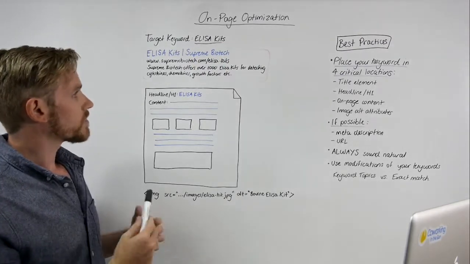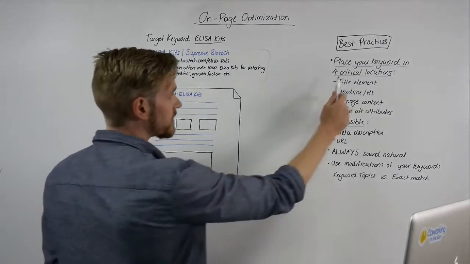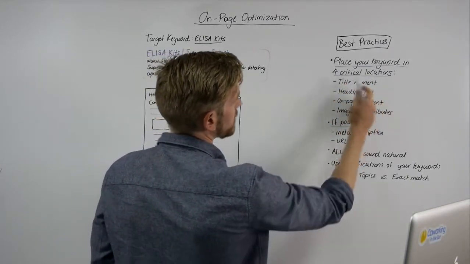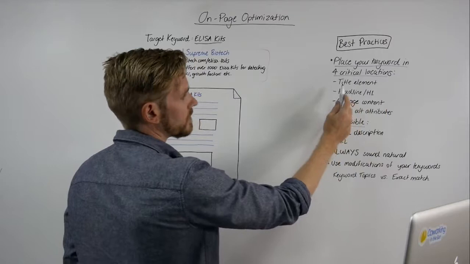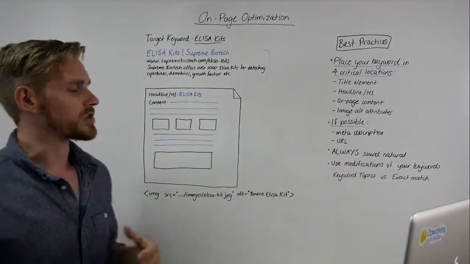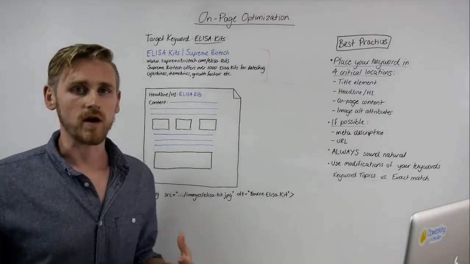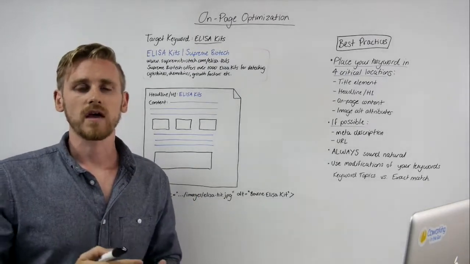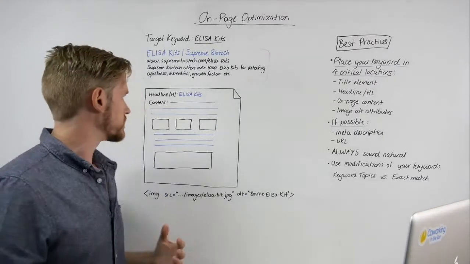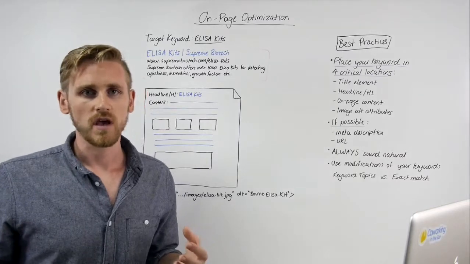So what are the best practices for optimizing your page? Firstly, it's placing your keyword in 4 critical locations. The first one being your title element. Now, your title element you can't actually visually see on your web page through your web browser. It's something that's in the back HTML code. So to go and see it, you're going to need some HTML experience.